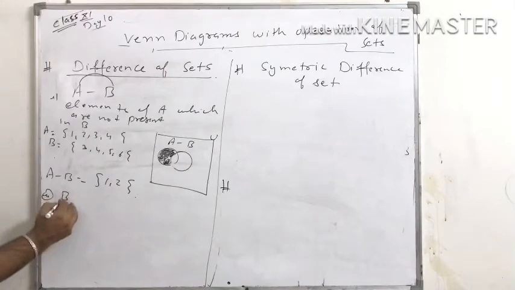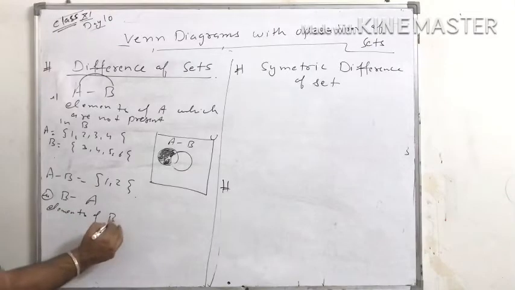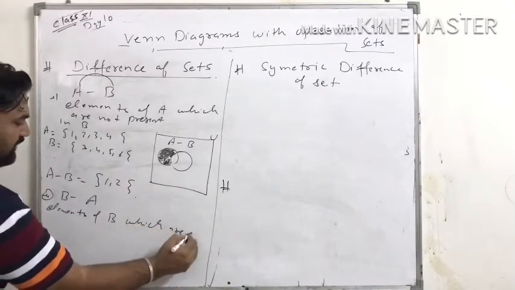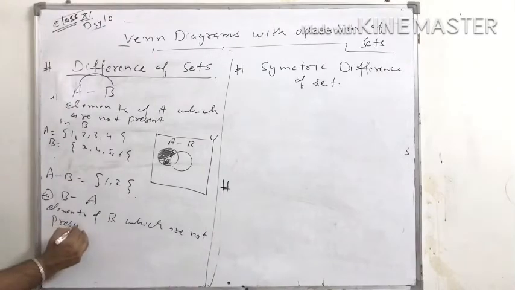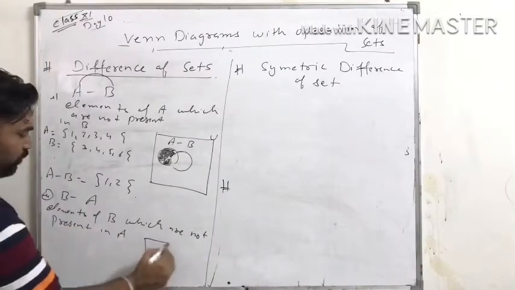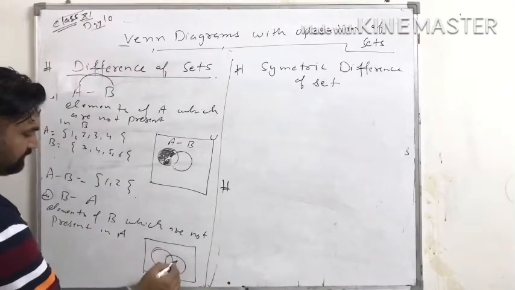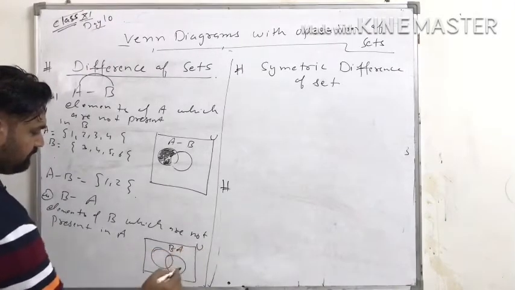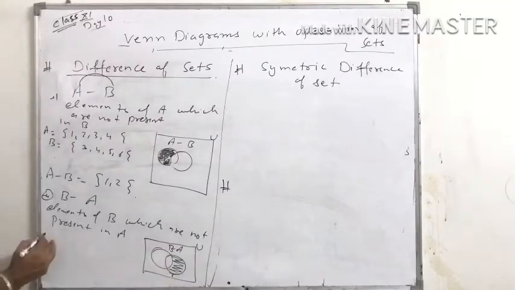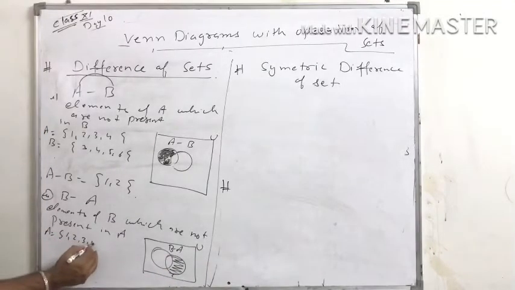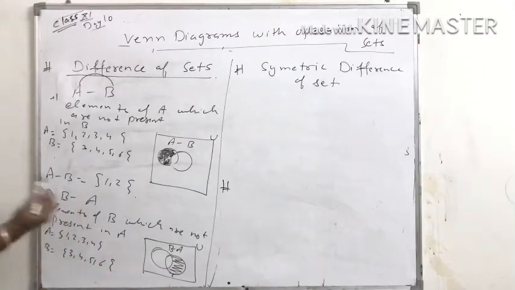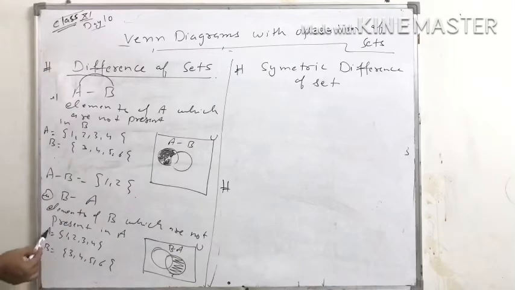Now the second one, B minus A. B minus A means the elements of B which are not present in A. So Venn diagram. For example, if A equals {1, 2, 3, 4}, B equals {3, 4, 5, 6}. So B minus A means the elements of B which are not present in A. So B minus A equals {5, 6}.